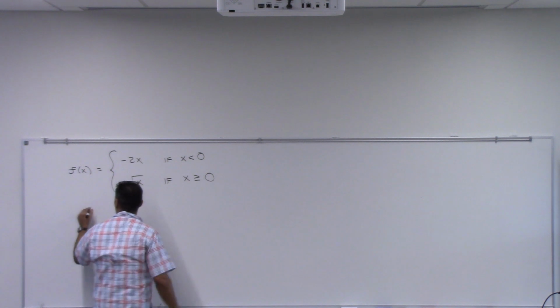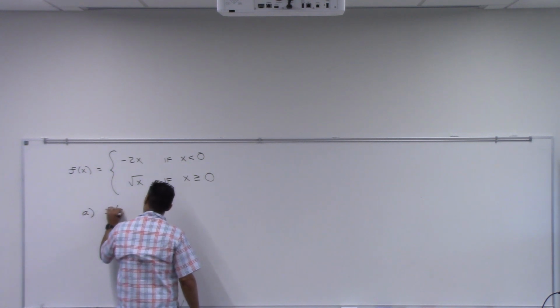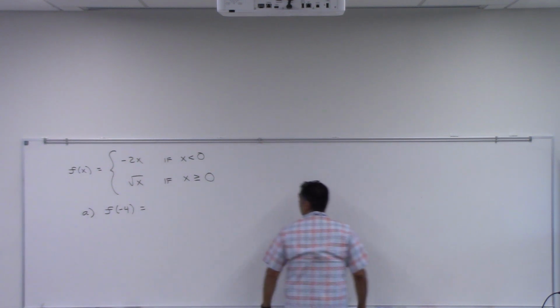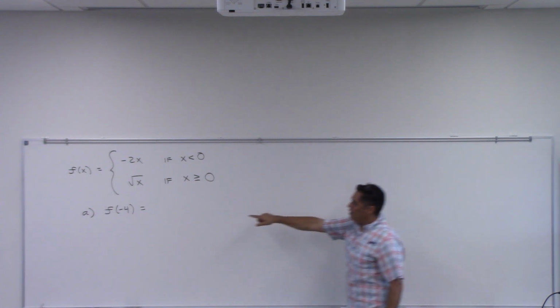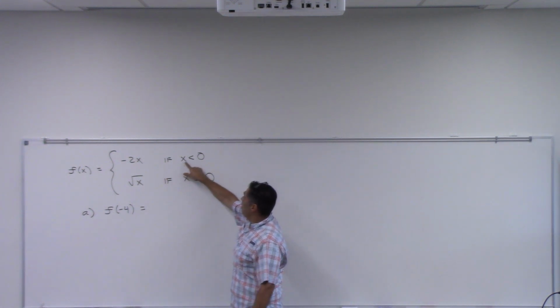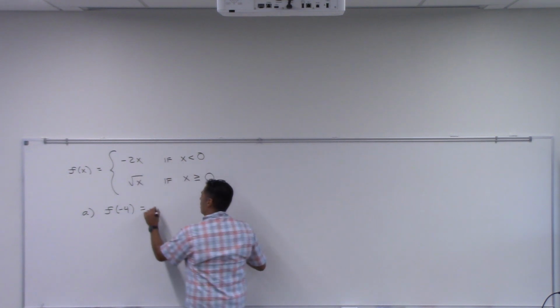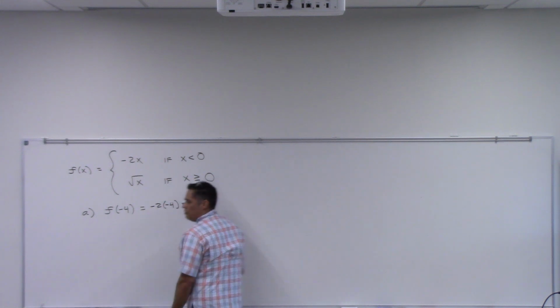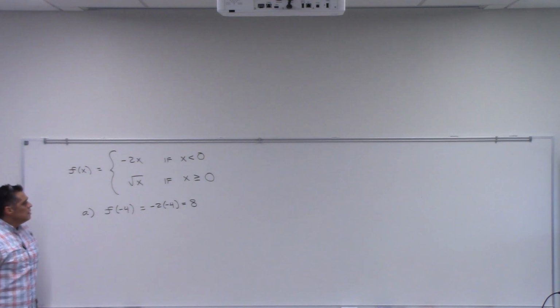So let's start off with part A. Let's find f of negative 4. If we plug in negative 4, are we going to be using the top or bottom function? Top one, right? Negative 4 is less than 0, so you plug negative 4 in right there. And when you replace x with negative 4, you get positive 8. Two negatives multiplied to be positive. That pretty straightforward?